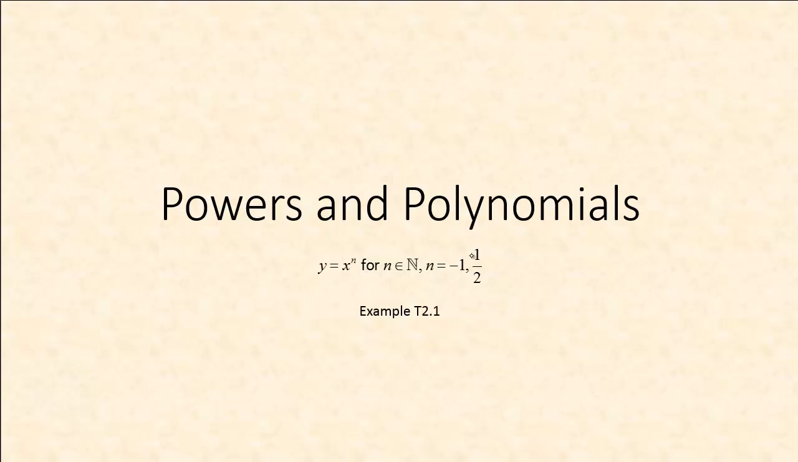Powers and polynomials. This is example test 2.1, and we're going to be looking at y equals x to the n, where n is a natural number, that's the counting numbers 1, 2, 3, 4, 5 and so on, or n is equal to -1, or n is equal to a half.